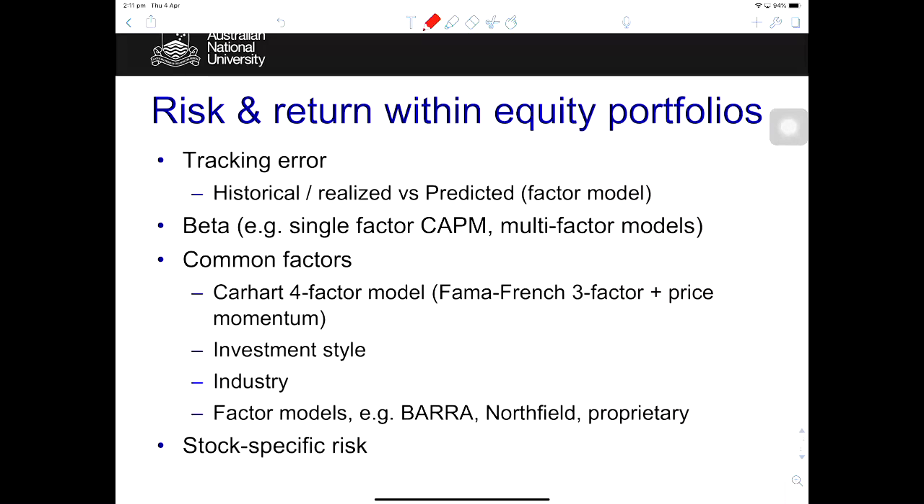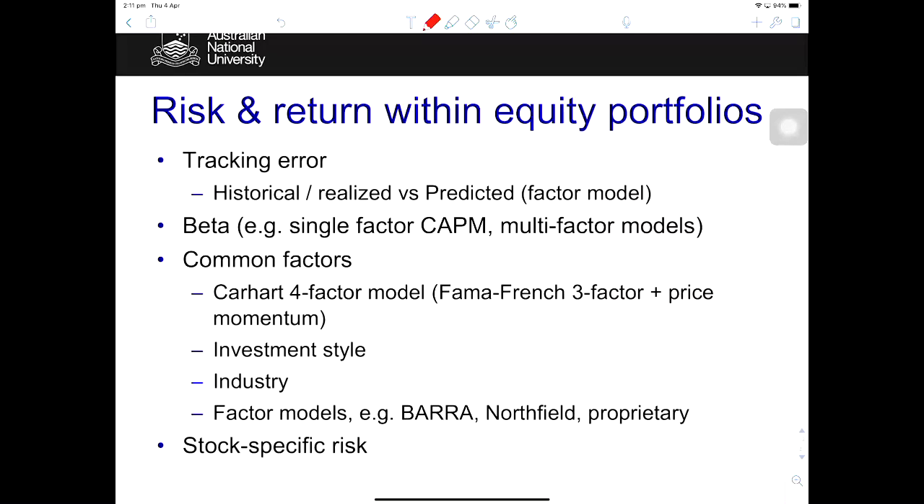So within the equity portfolio, we have multiple dimensions of risk. One particular risk measure, tracking error, is very much relevant for almost all equity portfolio managers.